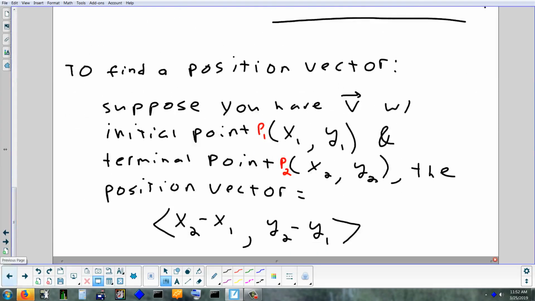So there's your formula. Terminal minus initial for the x's. Terminal minus initial for the y's. And since it's a vector, remember you're finding a vector, put those brackets on it. So now you should have a way to find a position vector. You shouldn't have to draw anything. Does everybody have the formula to find a position vector?